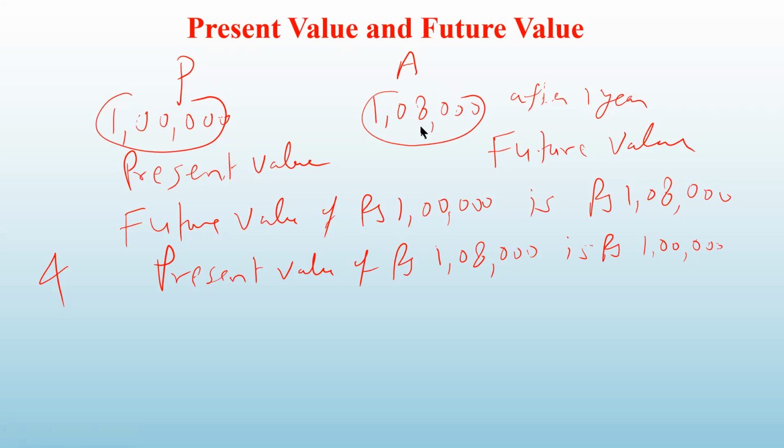And if you want 1,08,000 rupees after 1 year from today, so in the future you want this, then its present worth will be 1 lakh. So the present value of 1,08,000 is rupees 1 lakh. So what we have seen is that the future value is always more than the present value. Why? Because the interest is added. That is the reason future value is always more than present value. So that is how people plan.